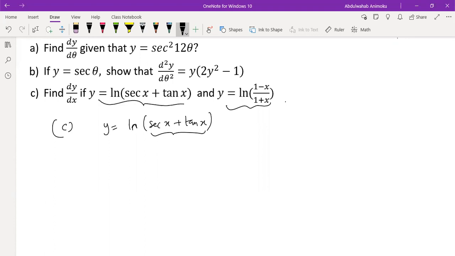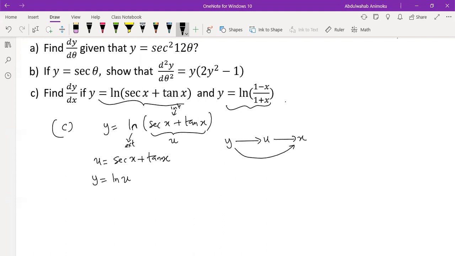So as usual, you substitute a variable for the inside of this function. This will be the internal part of the function, and this is the external. That tells you that you are going to use the chain rule. So we make u equal to secant x plus tan x. Then that would make y equal to ln u. Remember again, we are trying to move from y to x, but through u. Instead of going from y to x directly, we're using the other route, from y to u first, then from u to x. Which means dy/dx is just dy/du times du/dx.